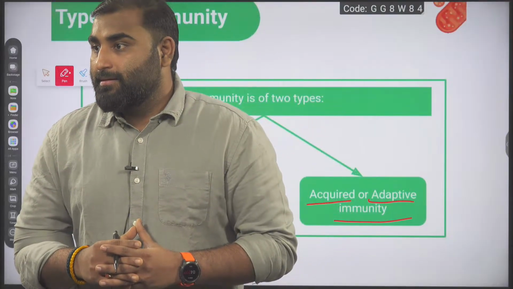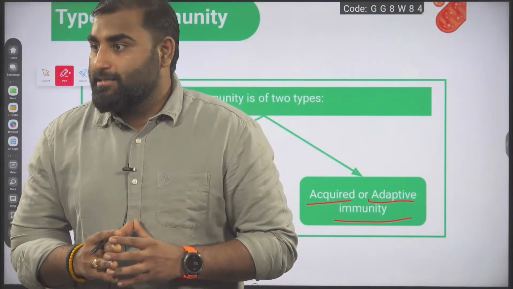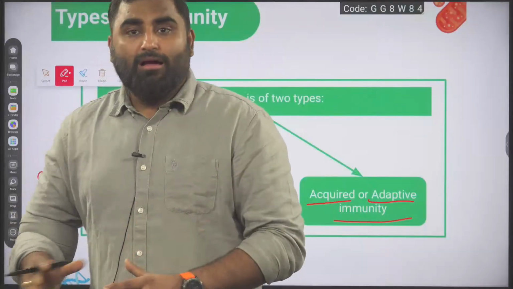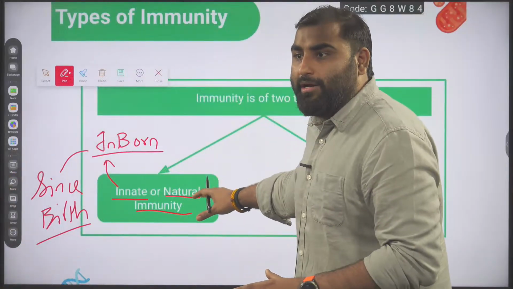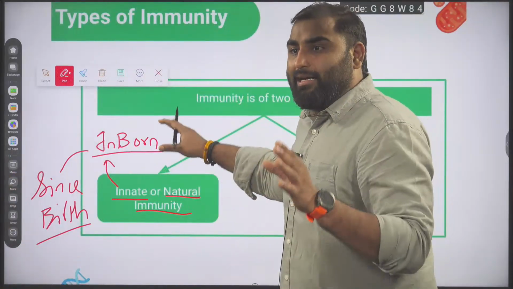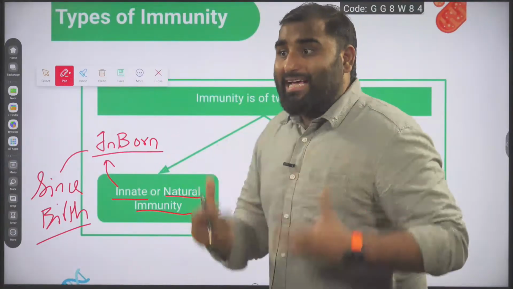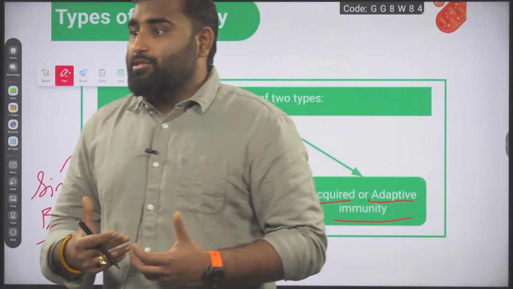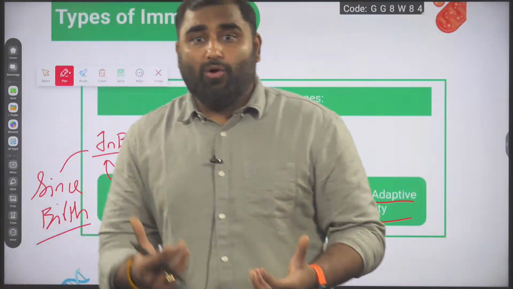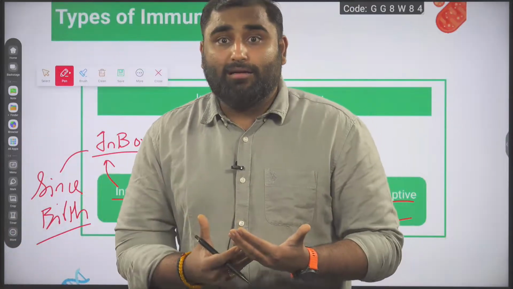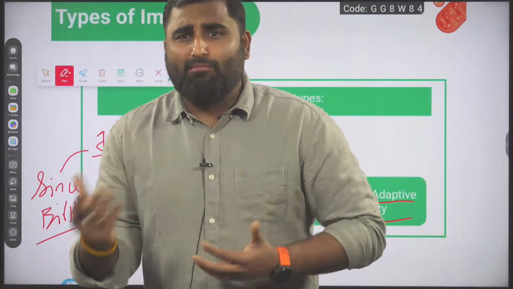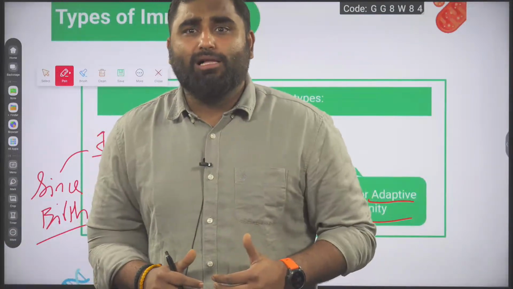Right? Are you getting me, guys? So when we are born, we have some basic protection in our body, a basic immune system, that is called innate immunity or natural immunity. But as we grow, we are coming in contact, interacting with so many foreign bodies, and sometimes we fall sick also.